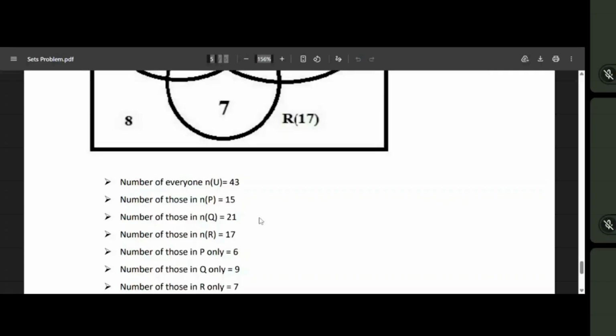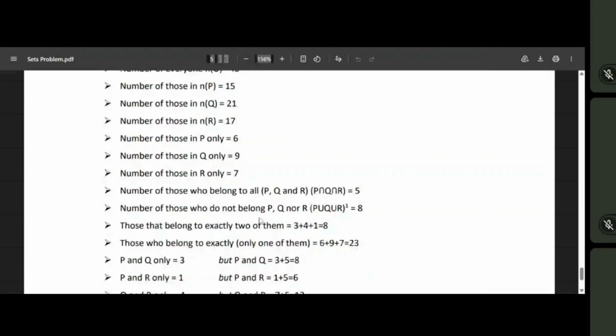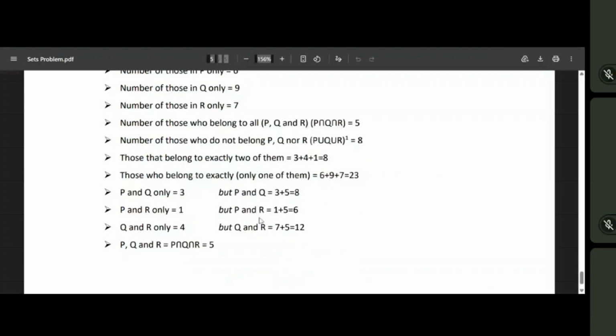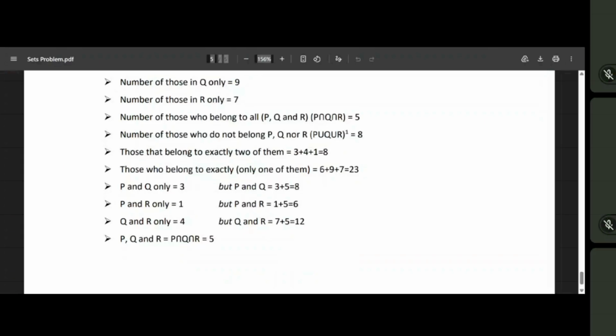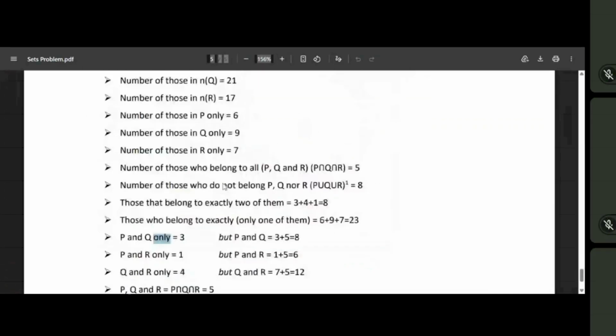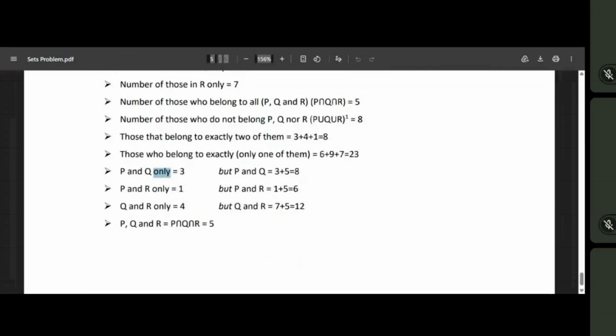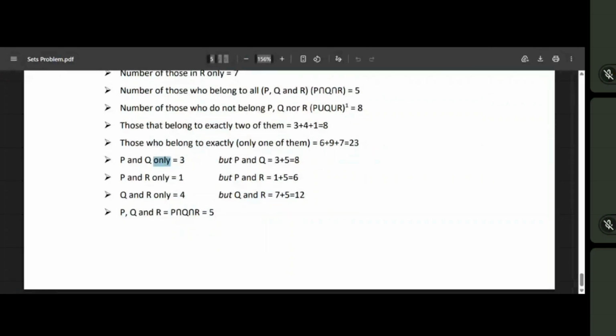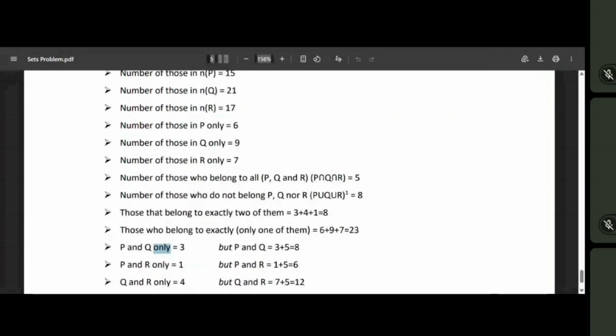So the same explanation, the same thing I've said, they are all here. So you have the P and Q only. The only is making the difference. Those who belong to P and Q only, they don't belong to R. They are 3. So those who belong to all the 3 are also there. Any question about this?